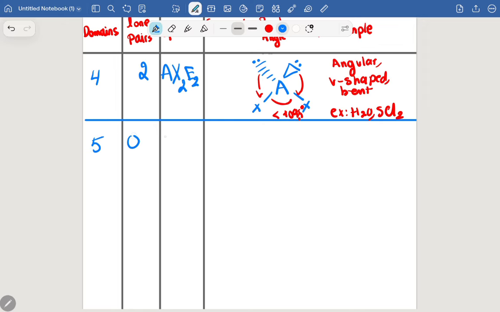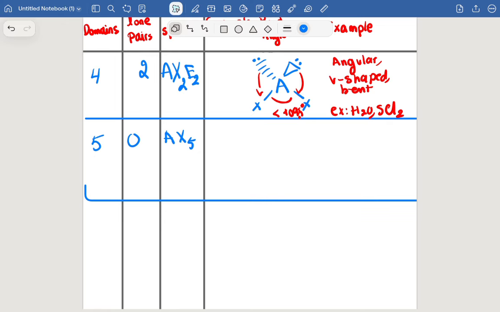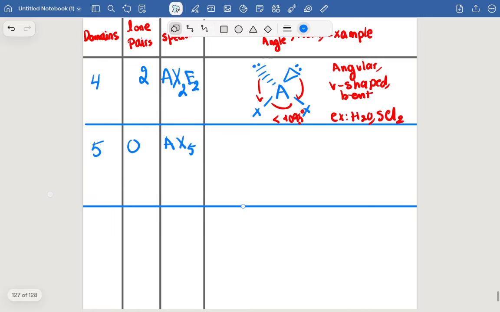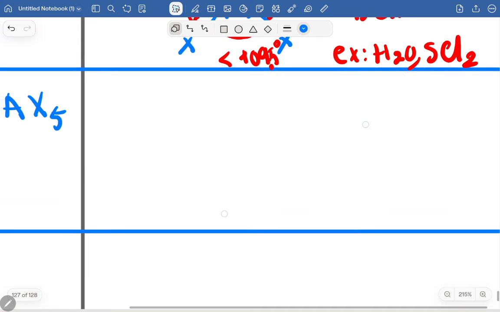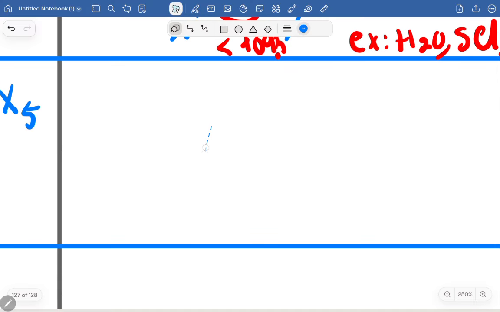So that's going to be AX5, okay? I'm going to need some space for this, so I'm going to take up a big amount of space. I'll bring this down a bit. Yeah, that's good. There we go. So now let us draw the structure of AX5. We start off with our central atom, A.